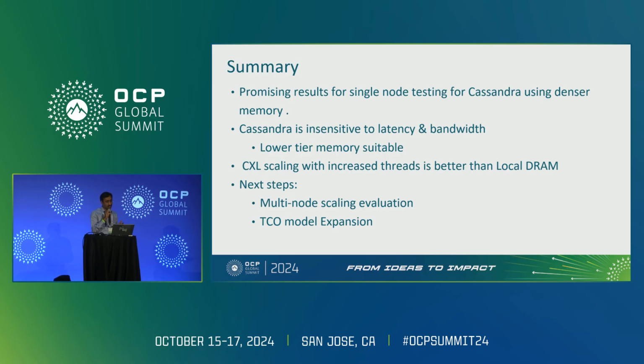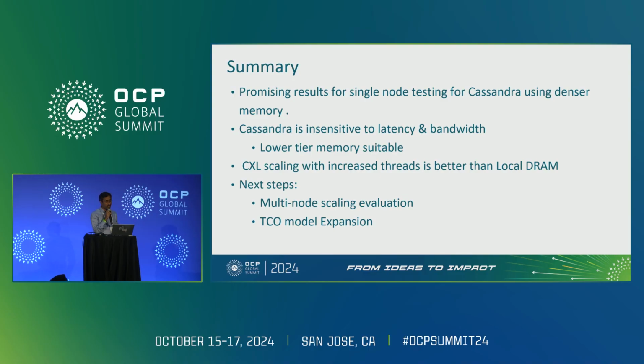The other analysis that we are trying to do is, can we scale this to multiple nodes? Because multiple nodes require more capacity. That's where the local DRAM might not perform well. With the additional capacity that we are adding with CXL, scaling will probably be far better, and the results have to be analyzed further. Those are the next steps.